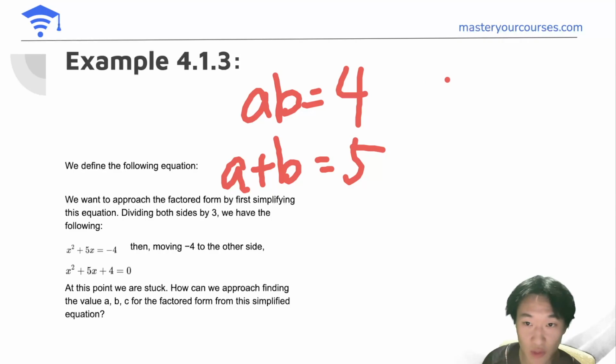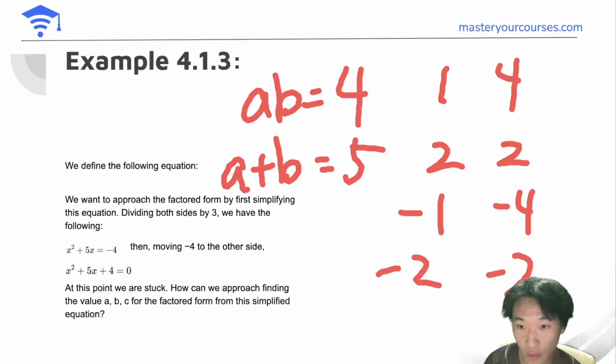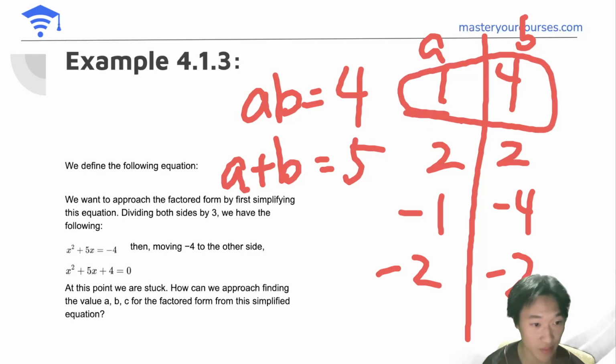So a, b, well, 1 times 4 is a possible one. 2 times 2 is possible. You can do both negative 1, negative 4, and both negative 2, negative 2. These are the only solutions possible for a and b. And which ones add up to 5? Well, only these guys. So it's just a process of elimination. It's very quick, as long as you get this identity here.